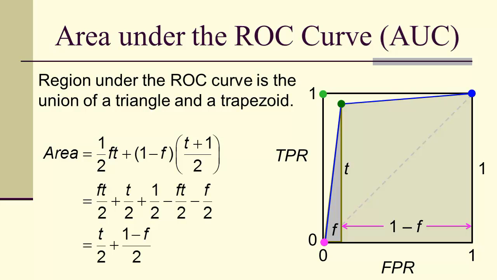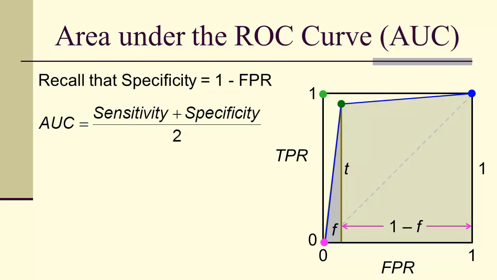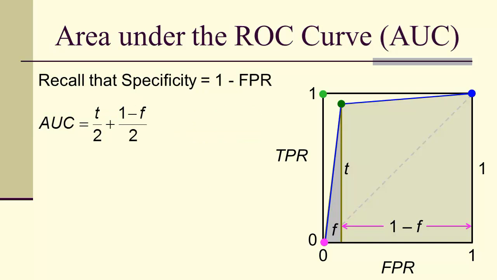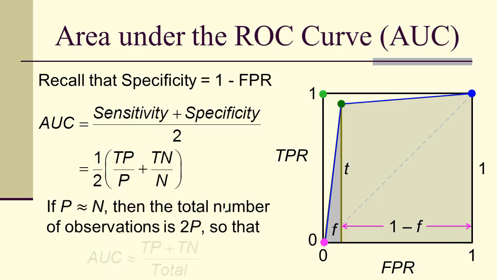Well, 1 minus f, if you'll remember, is the specificity, and t is the sensitivity. So the area under the curve is the average of the sensitivity and the specificity. Or we could write it like this: 1/2 Tp over P plus Tn over N.